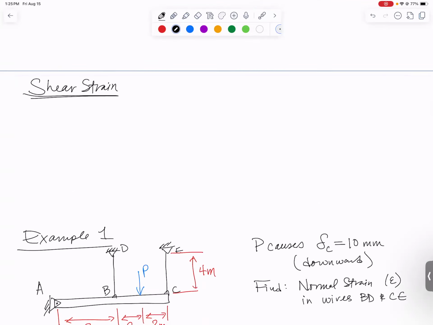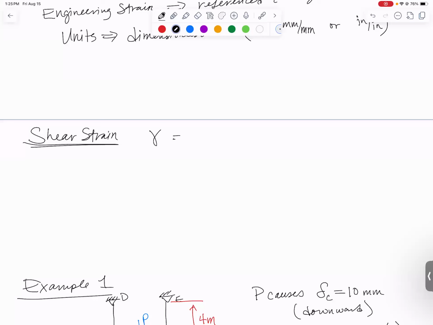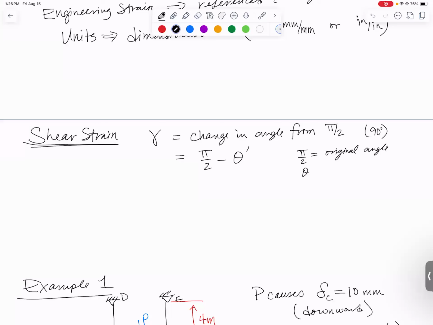All right, let's talk about shear strain for a minute. What is shear strain? It is this Greek letter gamma, and we're going to define it as the change in angle from pi over 2. Remember, pi over 2 is 90 degrees, but we're going to specifically use radians in here. So the way we're going to calculate it is we're going to start with pi over 2 as kind of the original angle minus the new angle. So pi over 2 is the original angle, and theta prime is the new angle after shearing. So when you subtract these two, you're going to get a change in angle.